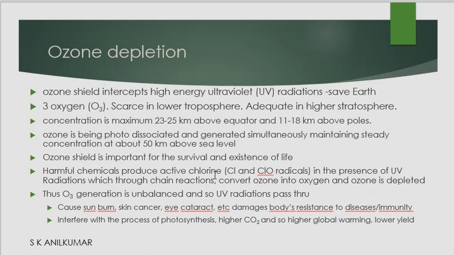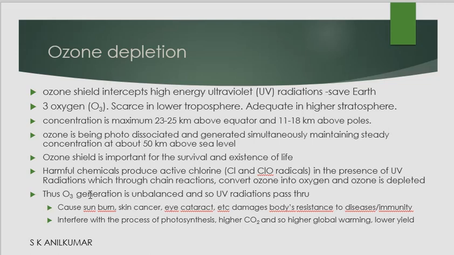Ultraviolet radiation, UV radiation, will pass through when there is a gap there, when there is lesser O3 there. O3 is ozone. So this is what we call a hole in the ozone layer. It is not a hole on a cloth or a paper, it is just called like that. It will cause a lot of damage.